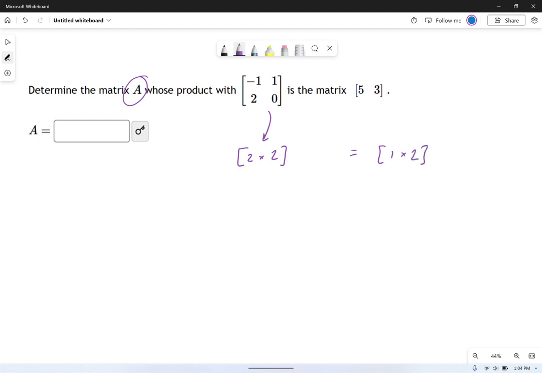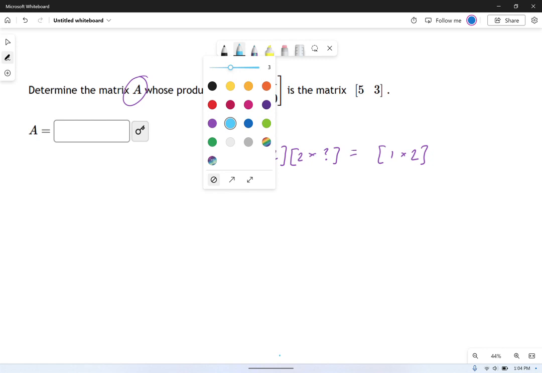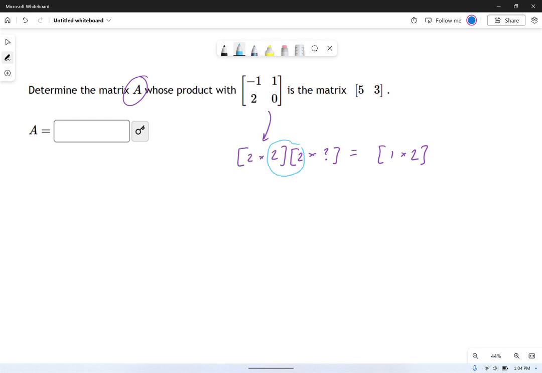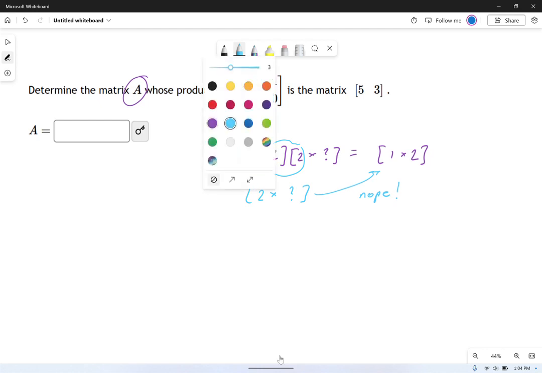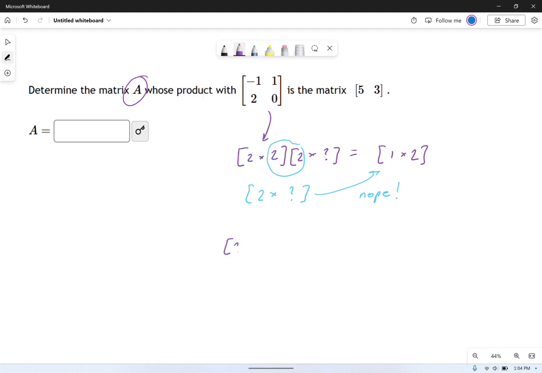Well, there's two possibilities. One possibility is we've got a 2 by 2 times a 2 by something. Let's examine what would happen if this were in fact true. These two dimensions here would cross out, and you would get, as your result, a 2 by something. Now, there's no way that's going to match. A 2 by something cannot be equal to a 1 by 2. It just doesn't work. So we know this idea of multiplying our 2 by 2 by something to the right does not work. So instead, let's try this idea.